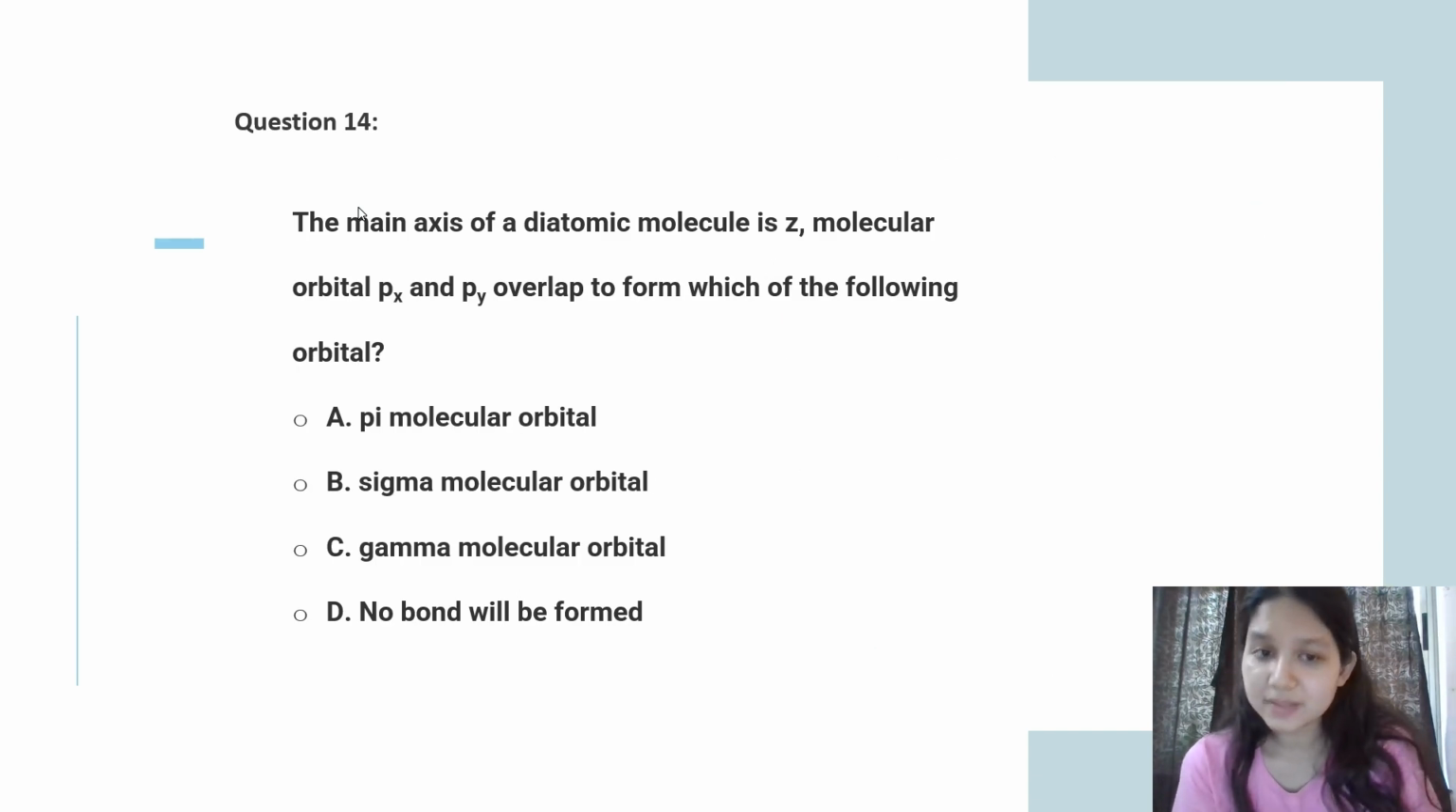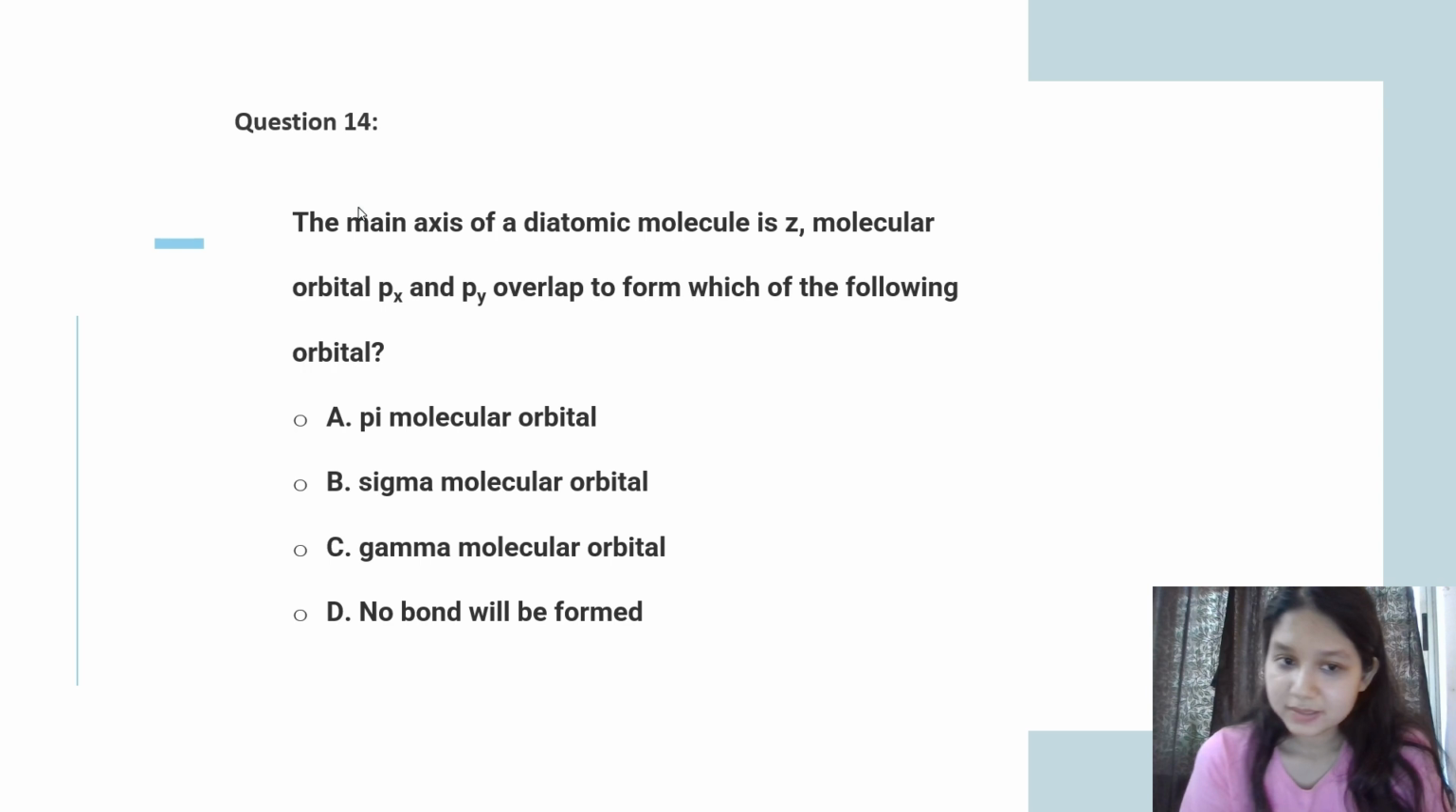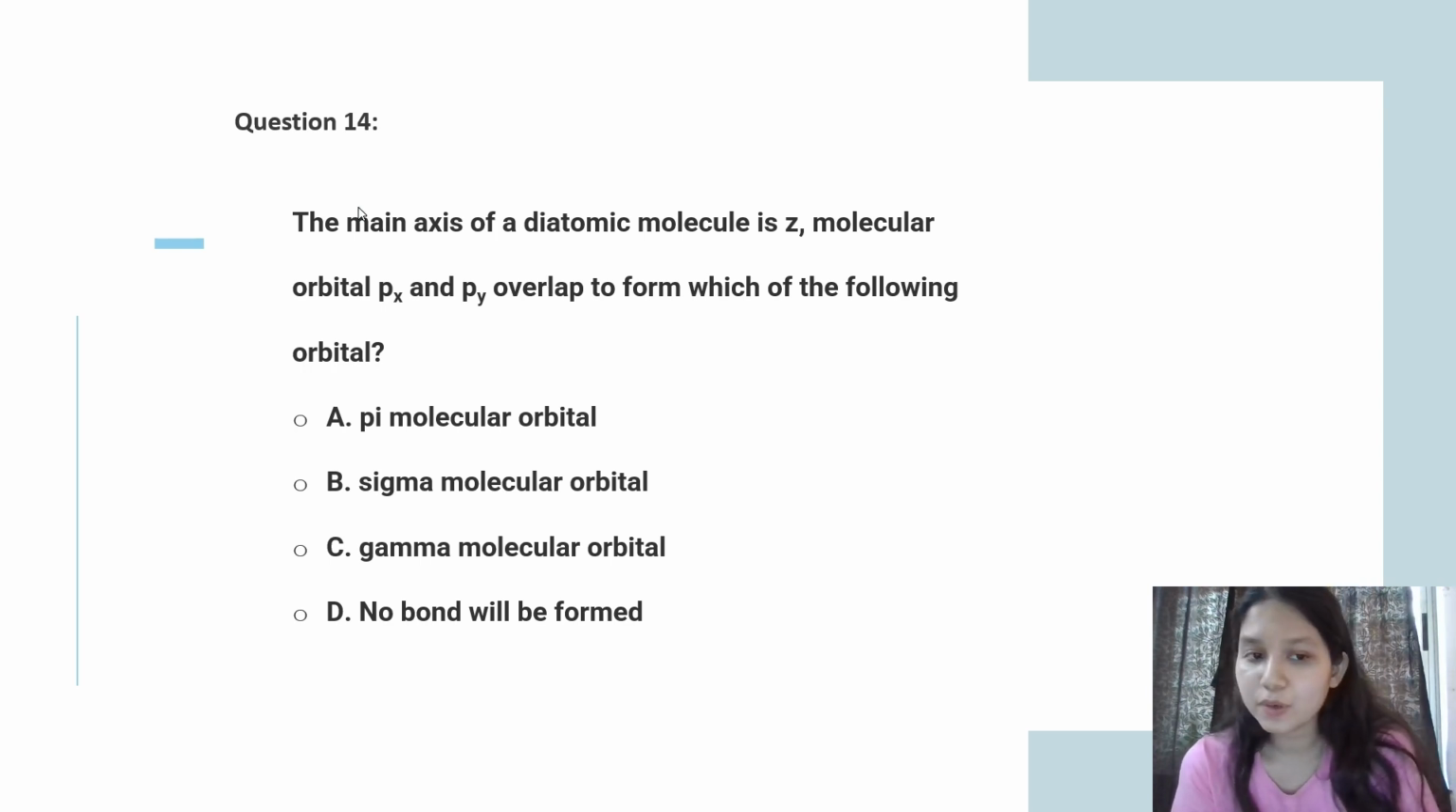The main axis of a diatomic molecule is Z. Molecular orbital px and py overlap to form which of the following orbitals? Option A, pi molecular orbital. Option B, sigma. Option C, gamma molecular orbital. Or D, no bond will be formed.